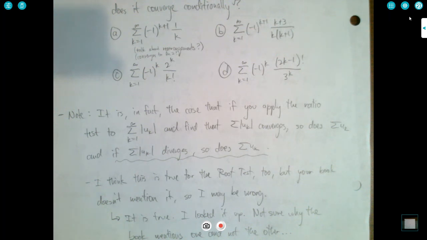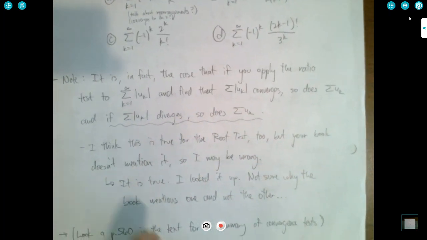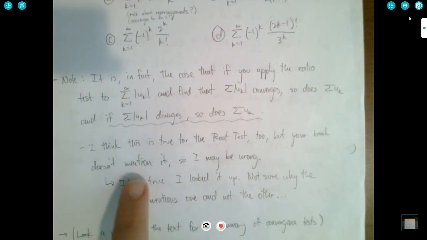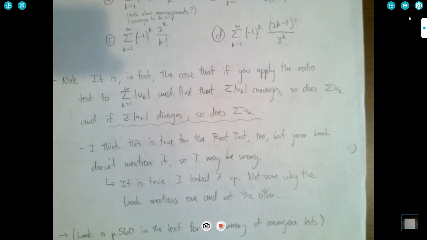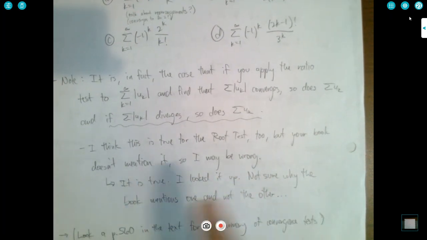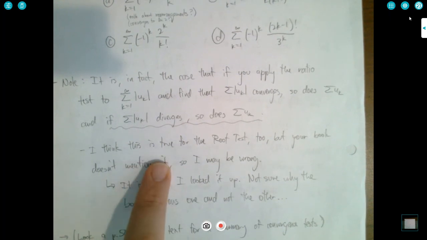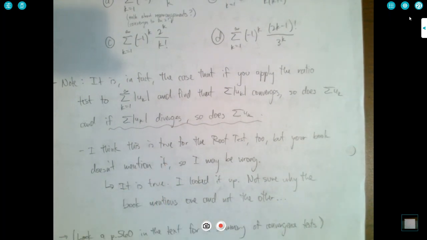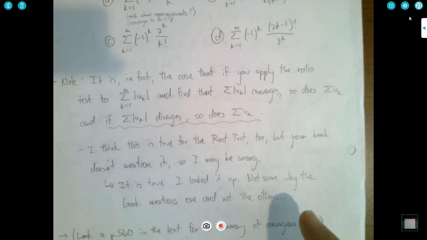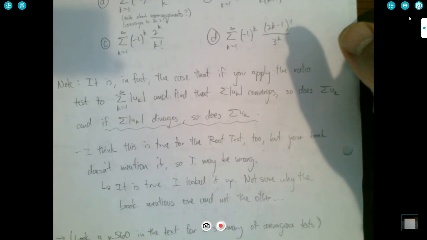Once you've discovered that the absolute value converges or diverges by the ratio test, then you know that the original series does the same thing as the absolute value does. But that's only true when you're applying the ratio test. Actually, it's also true for the root test. I wrote this down. I was like, I think this is true for the root test too. But your book doesn't mention it. So I looked it up, and it is true. I'm not sure why the book mentions this for the ratio test, but not for the root test. But it's true for both of them.